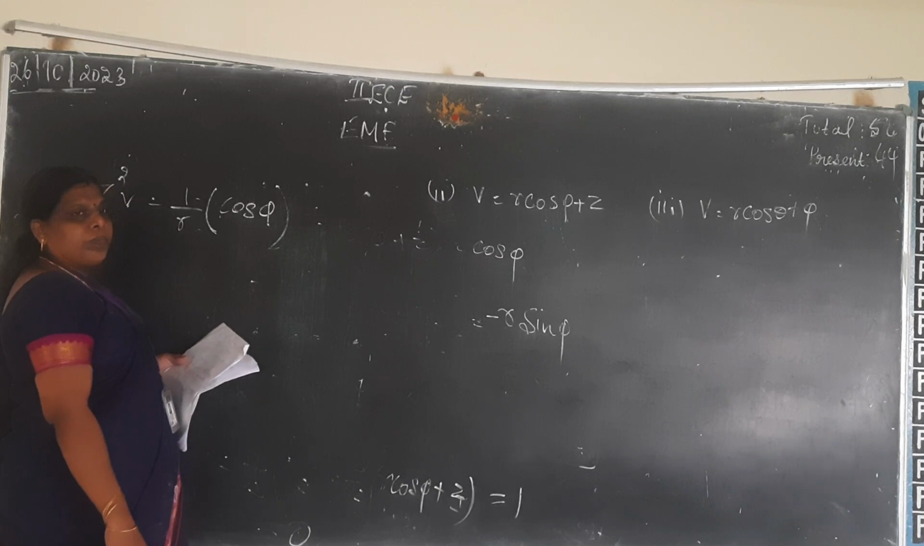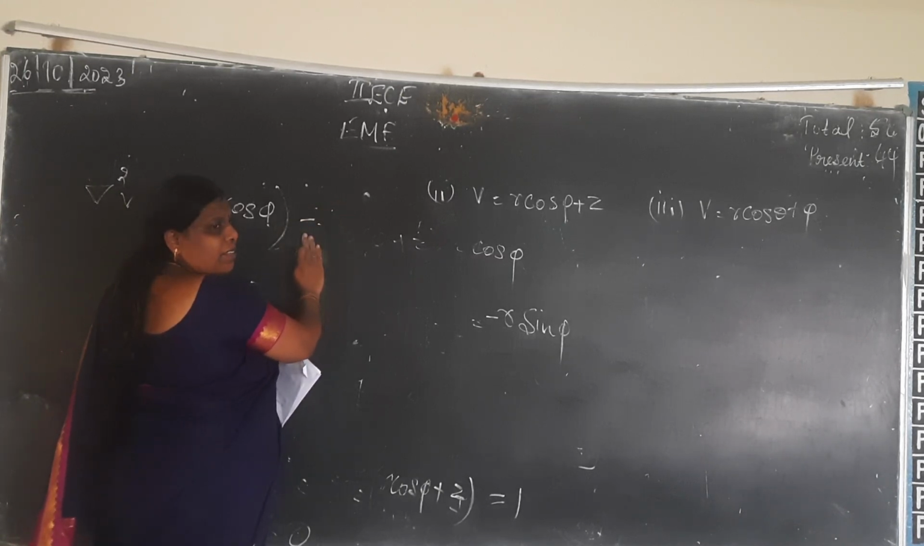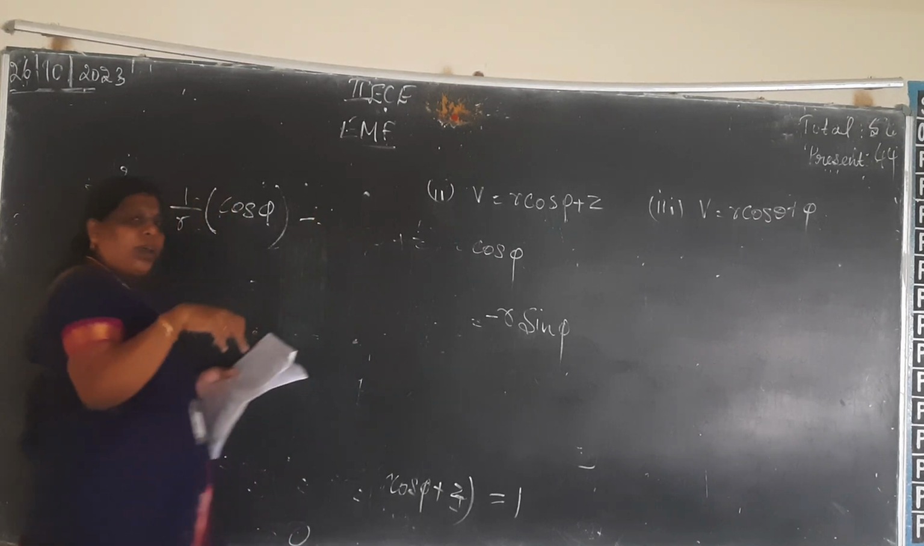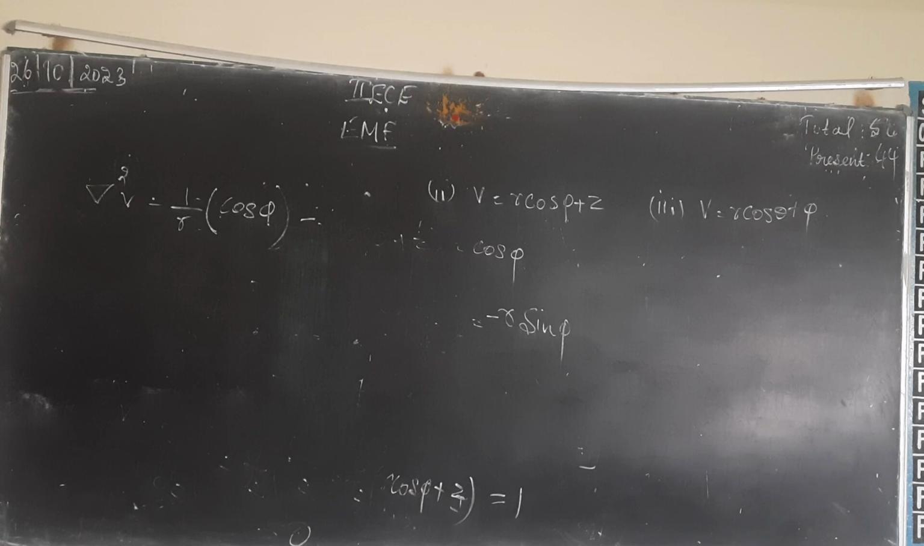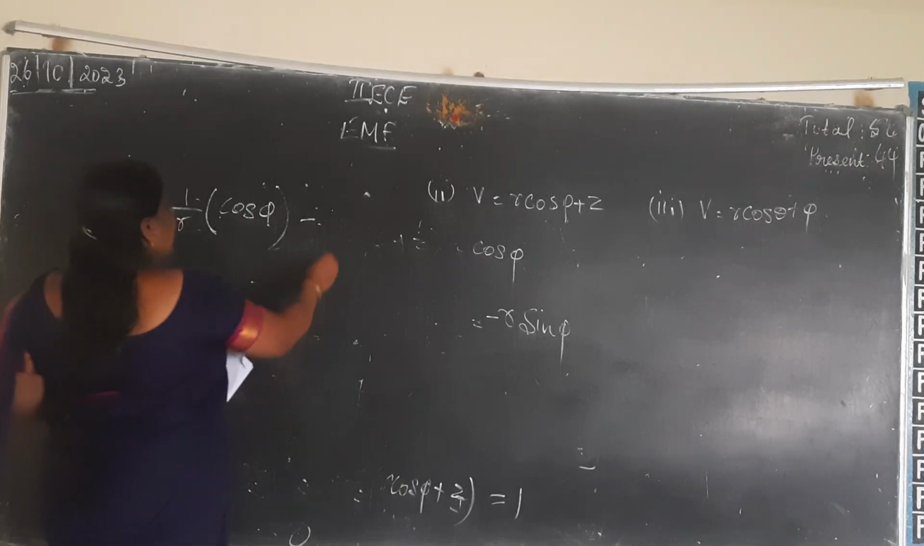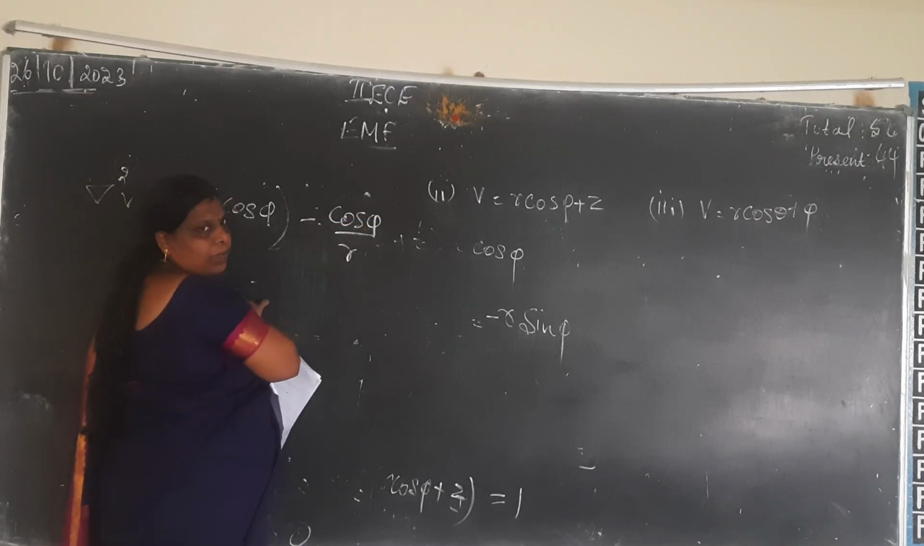Second term, minus 1 by r squared. Minus cos phi into dou by dou r. Simplify it, and the final answer will be minus cos phi by r. Check.